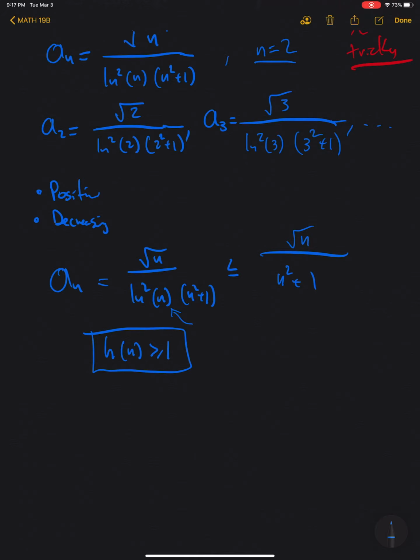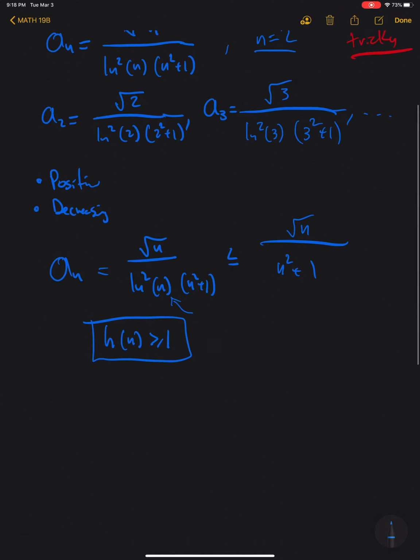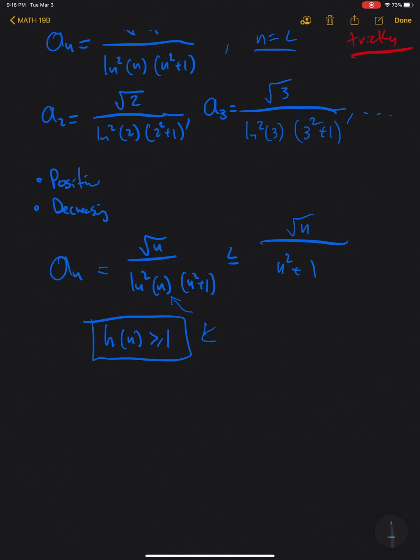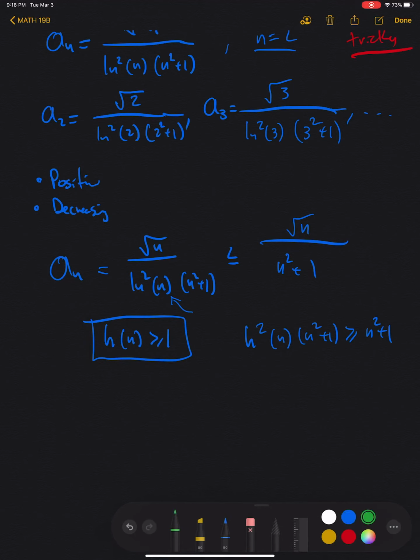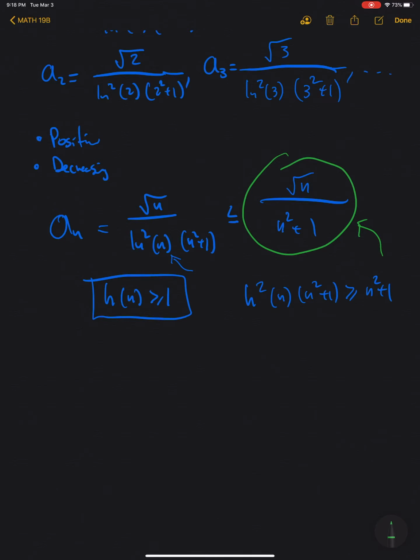So I'm trying to compare the original sequence with a nicer looking sequence, just by removing the things that are inconvenient. By removing the natural log, which is bigger than 1, the denominator of the new fraction is smaller and the original one is bigger. If the denominator is smaller, the new fraction becomes bigger because we're dividing by a smaller number. In other words, this new sequence is going to be bigger than the original sequence.